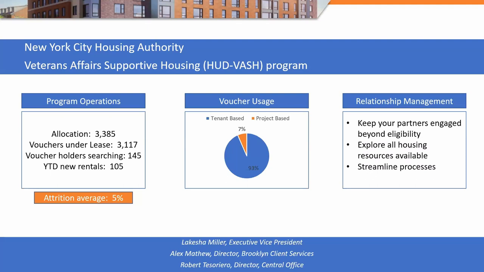We process the movement letter, conditional movement letter, and once we get the HAP contract back, we issue them the final movement letter. And I mean, it's been a successful program for us. We've been at 93% of our allocation, and we've been doing that for a while. We've been above 90% for a while in this program. I want to thank you and give it back to Lakeisha.